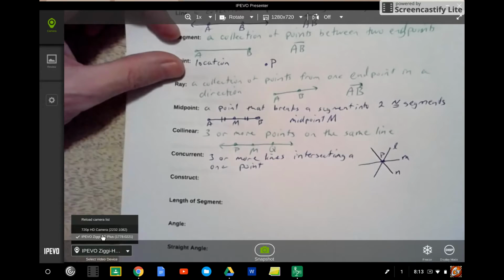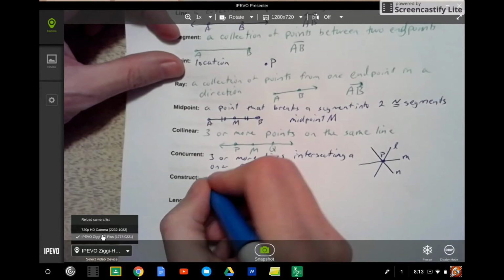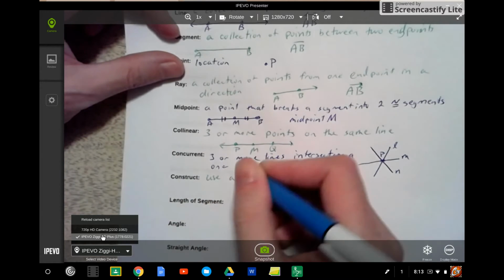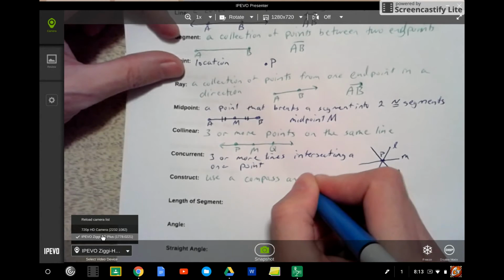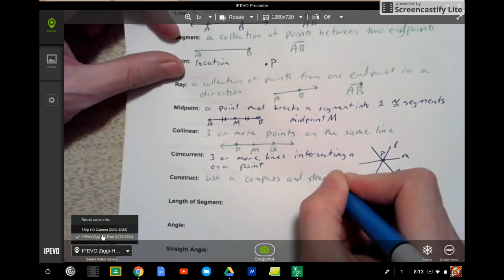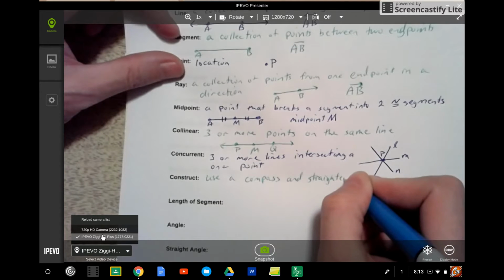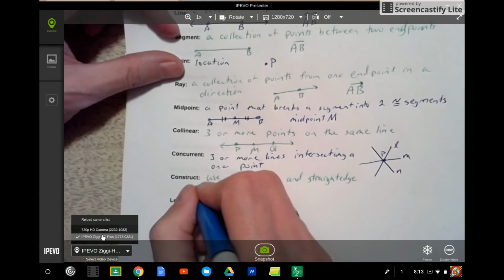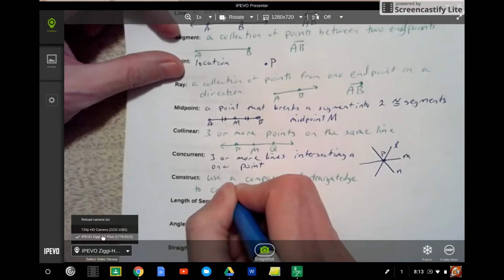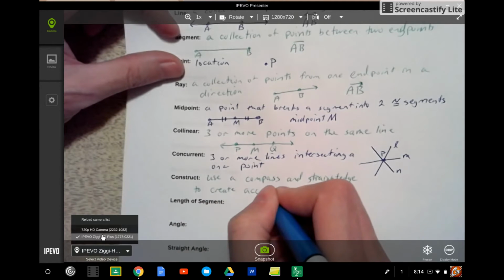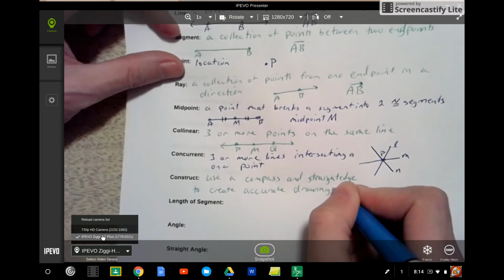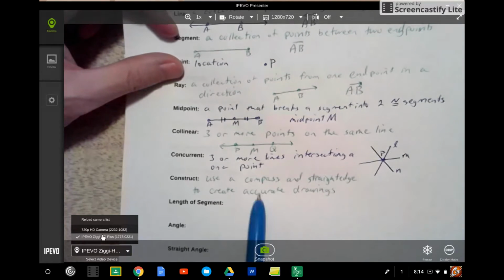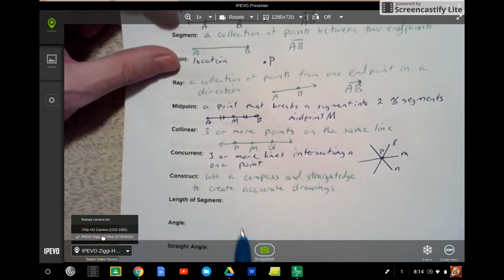Construct. Construct means to use a compass and straight edge to create accurate drawings. Okay. Key there is compass and straight edge have to be used, and accurate. We're not just doing sketches.